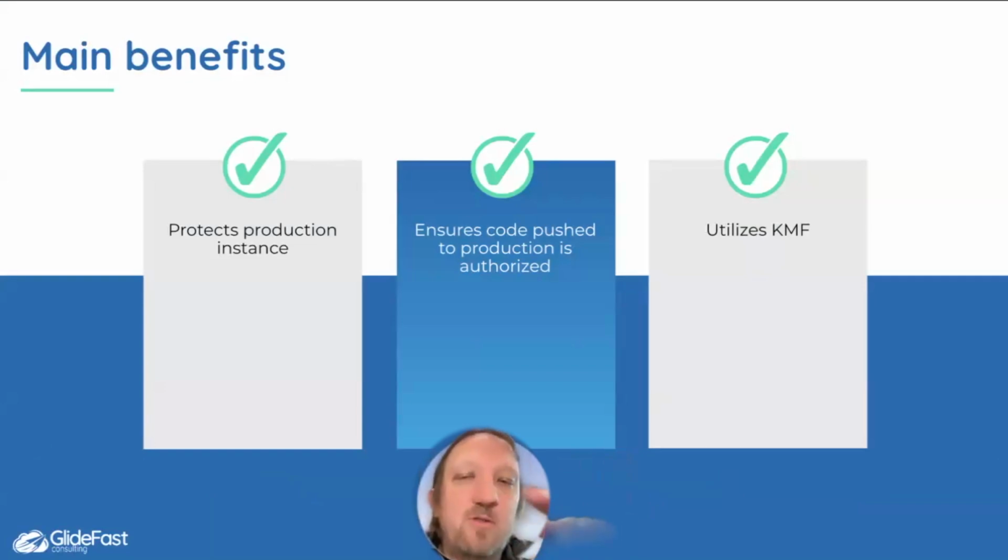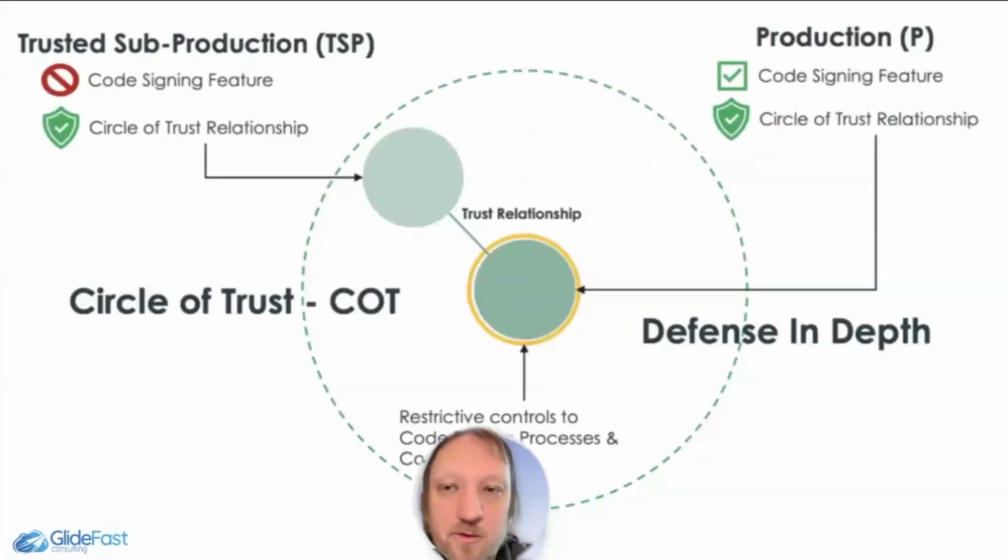So what you end up doing is establishing trust between your sub-production and your production instance. It ensures code pushed to production is authorized. And then again, it's utilizing the key management framework that underpins a lot of these other offerings. So this is a circle of trust. You can see sub-productions don't use the code signing feature, but production does. You're establishing this trust relationship between your production and sub-production instances.